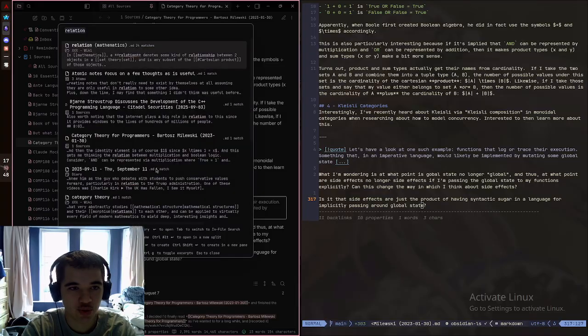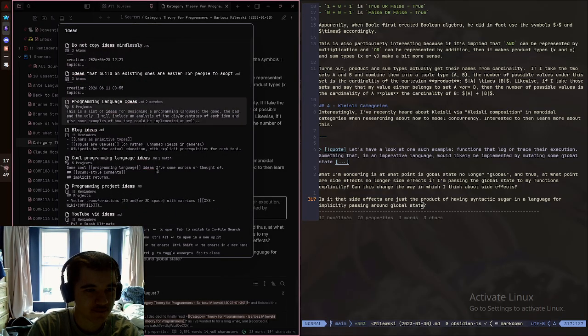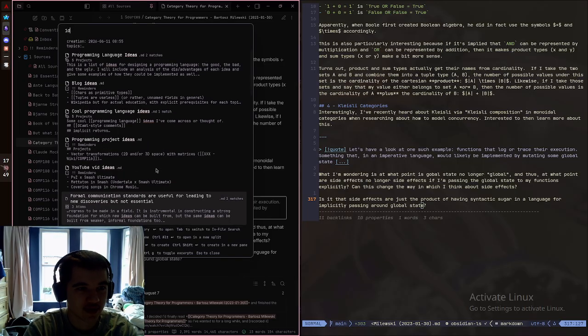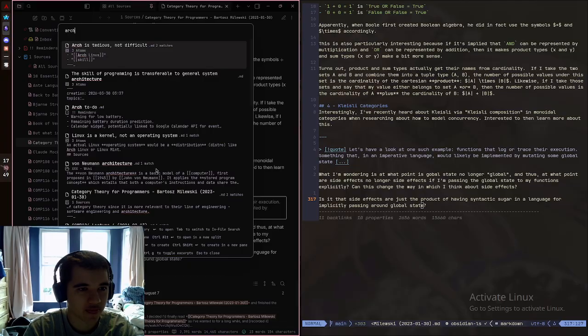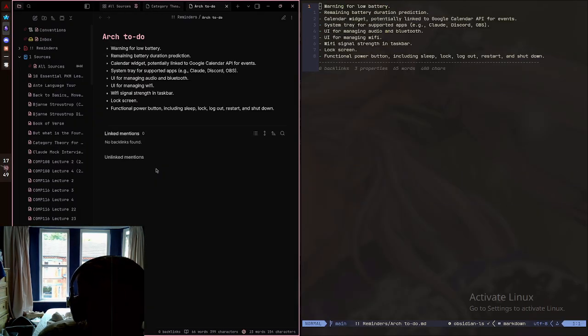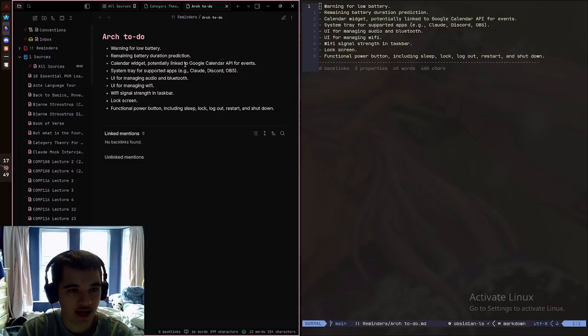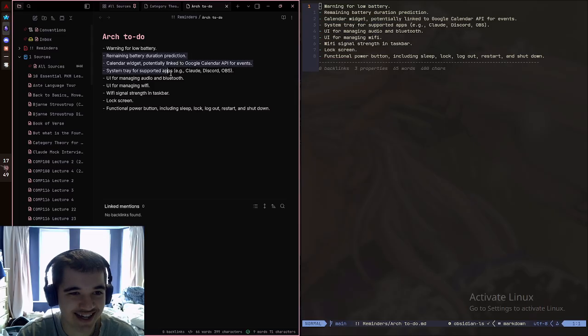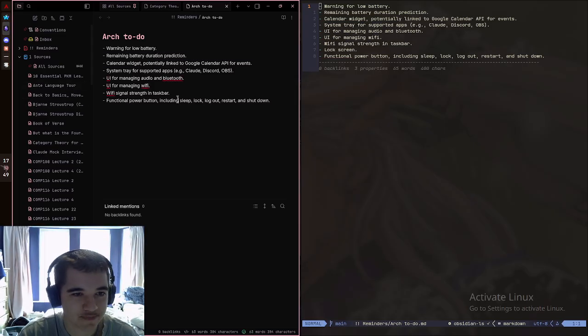Take me to... ideas? I don't know which one we'll have here. Arch. T's are difficult, yeah. Arch to do, there we go. I still haven't done any of these. I need to go through these big time. I got a lock screen, though. That's cool. Literally nothing else, though, is sorted.